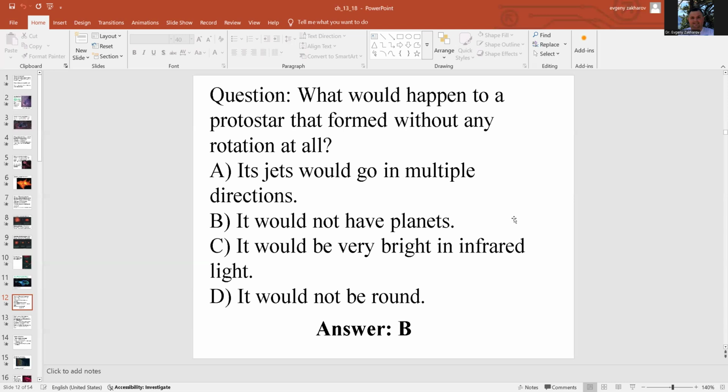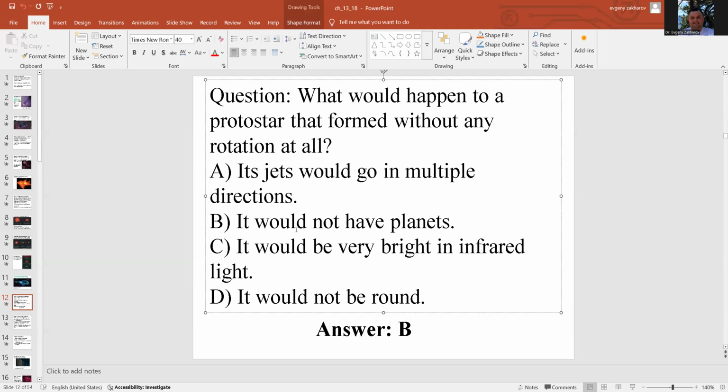Let's say there is no rotation to the star. Let's say that disk is not spinning. It's just a disk, and it's hot, but it's not spinning. Then what? Jets would go in multiple directions. No. Yeah, there would be no planets because the process of orbiting requires motion. Remember, everything that is in orbit is free falling. And if you stop moving in your orbiting trajectory, you just fall into that center of mass, which would be the newborn star.